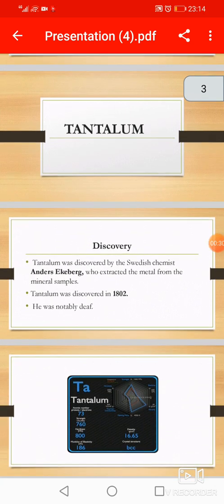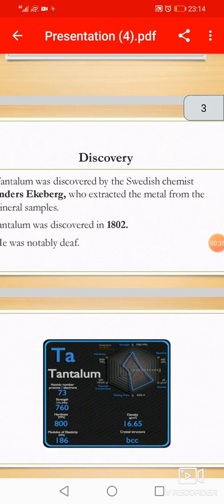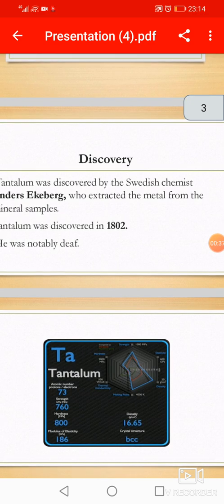Here is the structure of tantalum. The atomic number of tantalum is 73 and its density is 16.65.